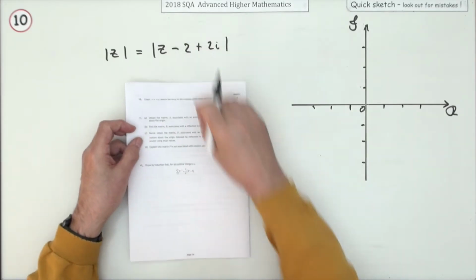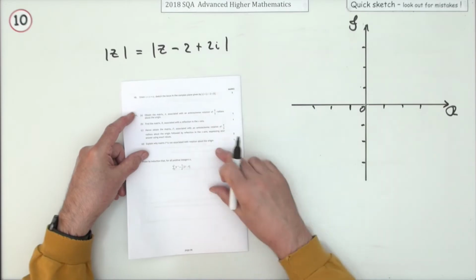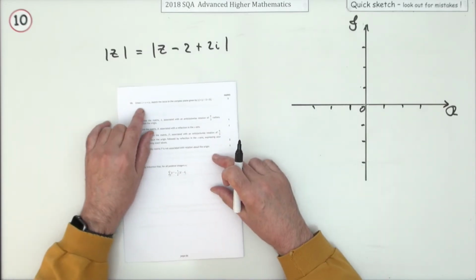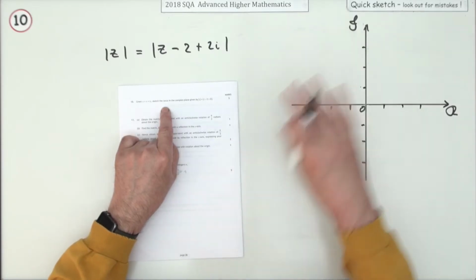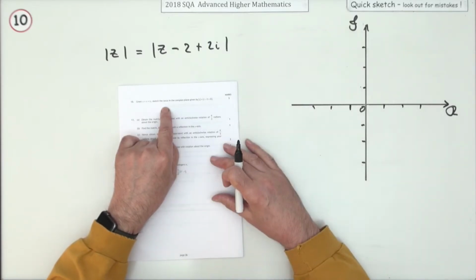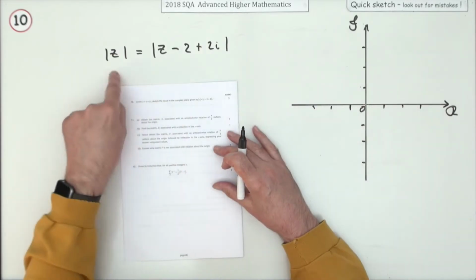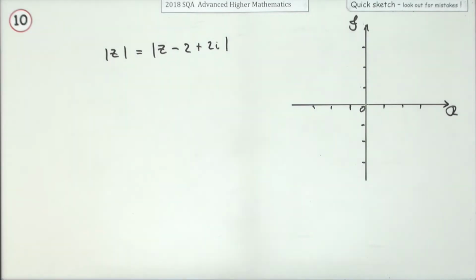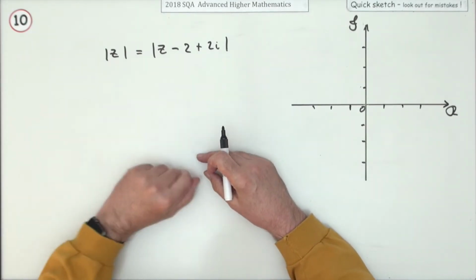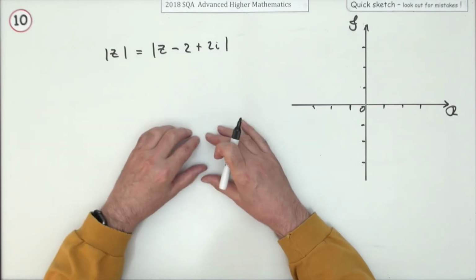Now number 10 from the 2018 Advanced Higher Maths, just a little 3-mark question on these complex numbers. It says, given that z is a complex number, sketch the locus, that's all the allowed points, in the complex plane, so that's the Argand diagram, given by this equation. The modulus of z is equal to this modulus. Now, it doesn't say you have to form an equation, it just says sketch.